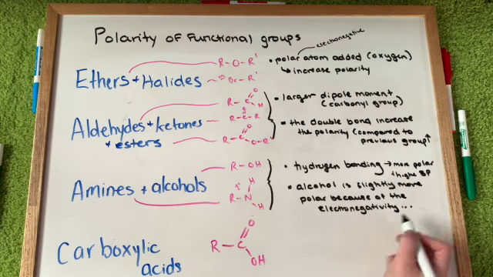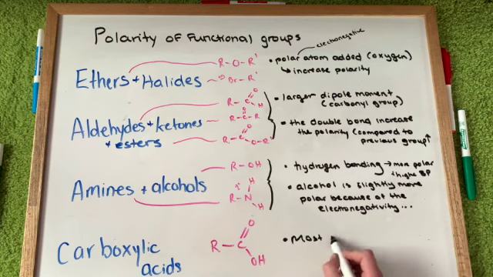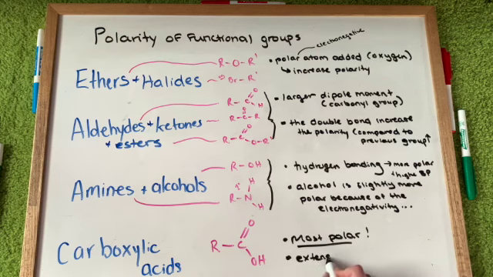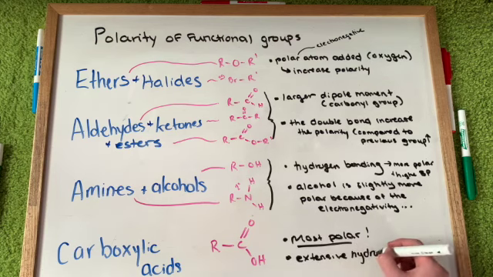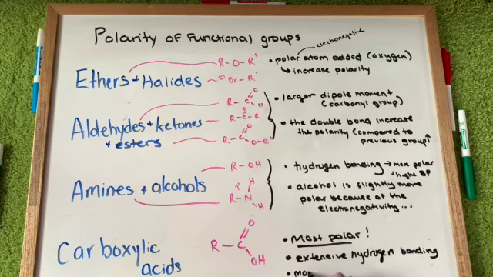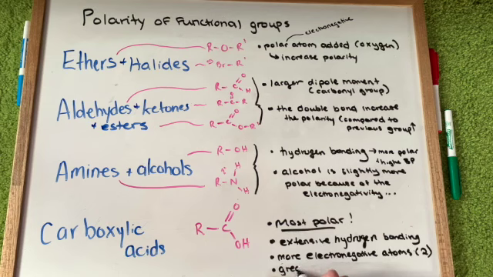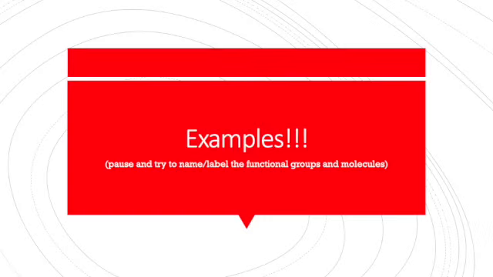Carboxylic acids are the most polar out of all these functional groups here. They have extensive hydrogen bonding, and the molecule itself has more electronegative atoms than the previous ones. It has two: the double bonded oxygen, and also the single bonded oxygen. There's also a greater dipole moment in the carboxylic acid compared to the other molecules. So next there will be some examples.